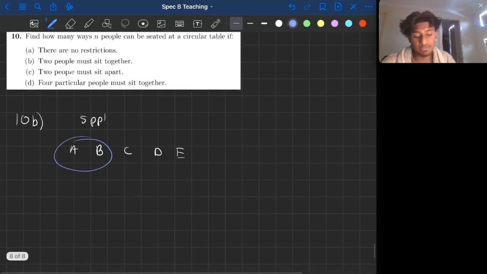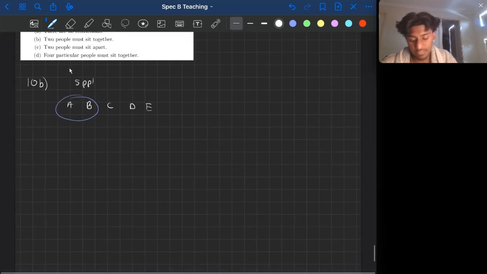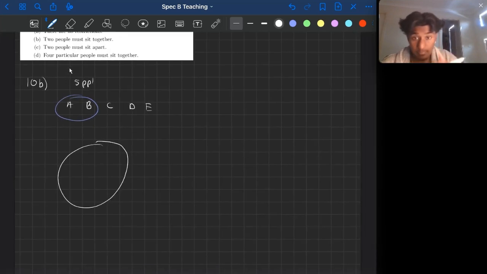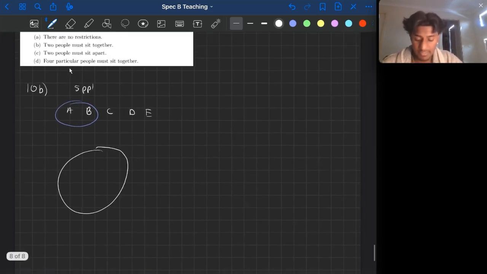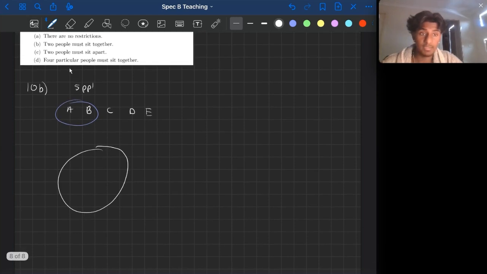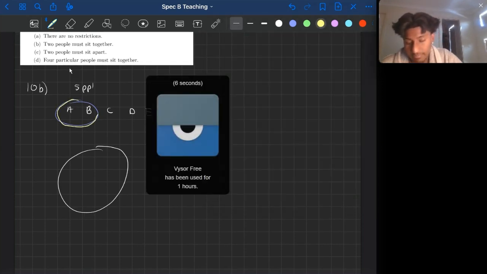So how this works is we put a circle like this, and since A and B have to be next to each other, we can consider A and B as just one really big person that contains 2 people. So now we're going to call this person F.